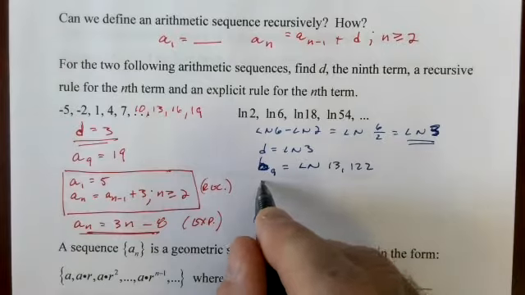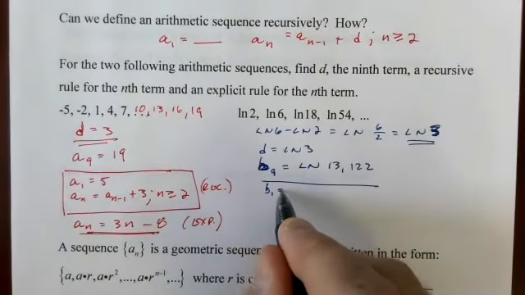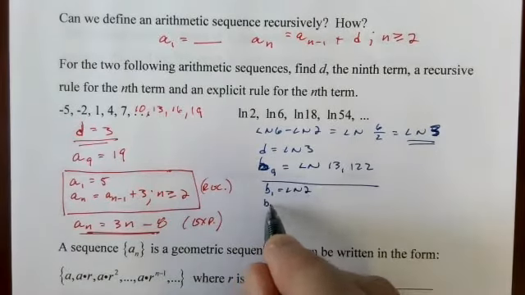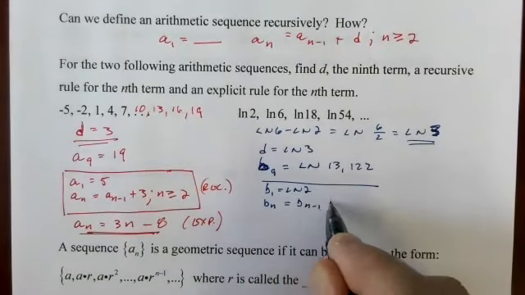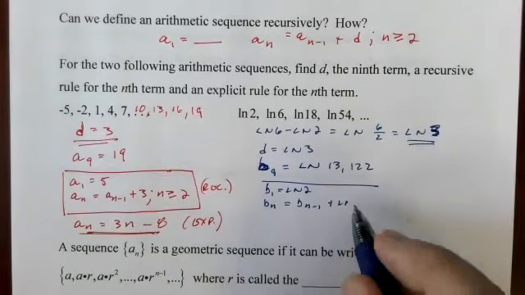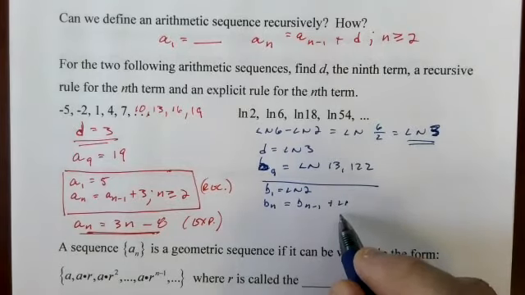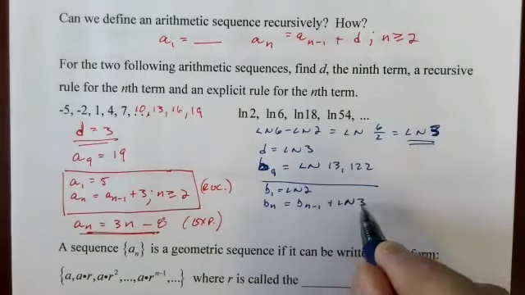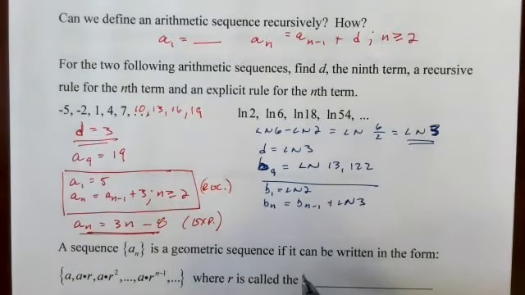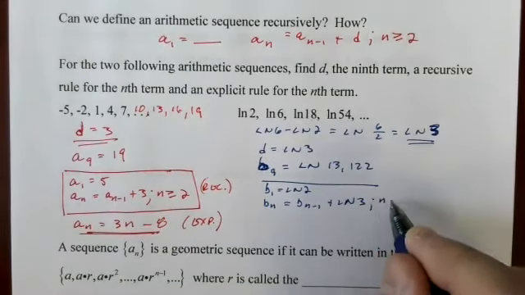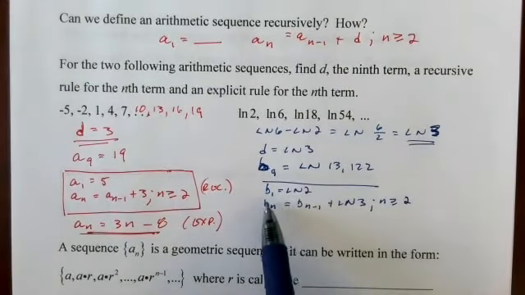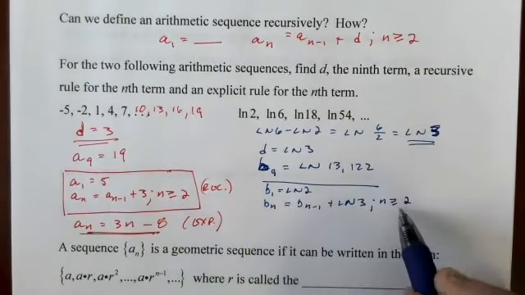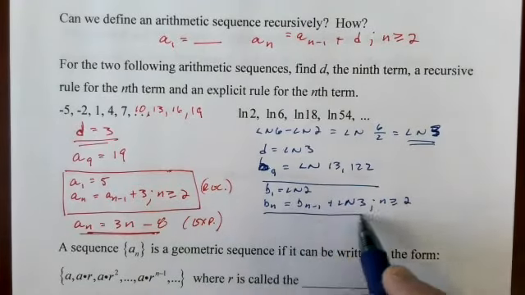Let's go with recursively. B1 equals ln of two. Bn equals B of n minus one plus ln of three. Confusion. And what else is new? n is greater than or equal to two. By the way, we can also do B1 is this, B2 is that, and Bn after that, n is greater than or equal to three. We can do that too.